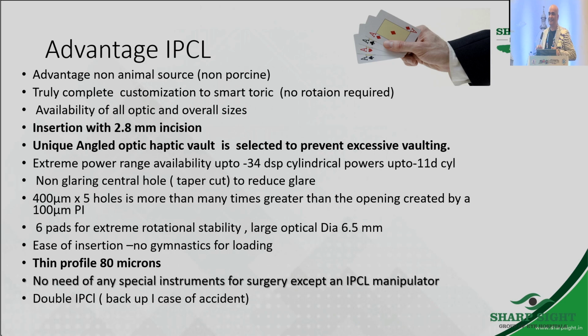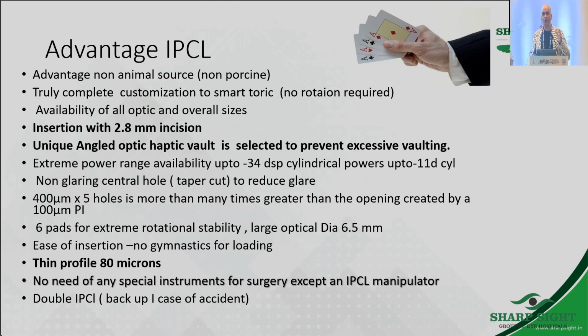The best part is the angulation of the lens. The edge plate is flat and the central part is raised. So even if you have a very high vault, the chances of pigment dispersion are very minimal, and also occlusion of the angles. So this unique design makes it possible to have a more forgiving phakic lens. I have corrected up to -34 and up to 11 diopters of cylinder.